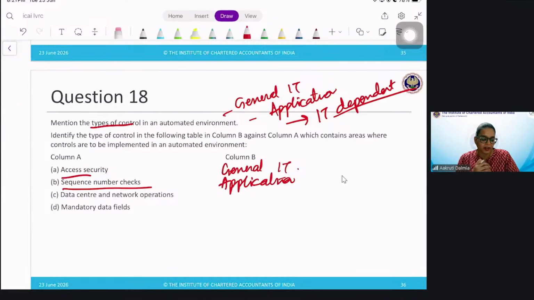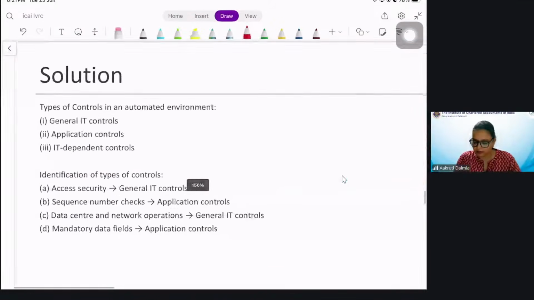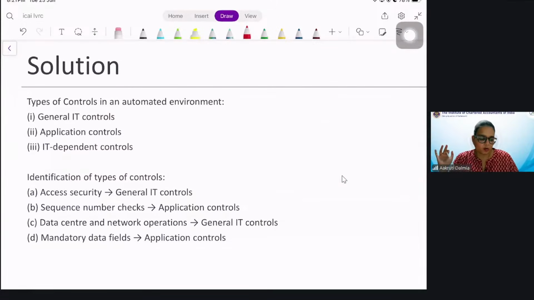A proper data center and good network operation. Which control is it? General or application? Very good. General. Mandatory data field, where in any software you have to fill in GST or put a star mark on it, that is general. And application? That's it. This is the answer. Very easy, very scoring if you have understanding. That is why in audit you need understanding also, you need memorization also. Both things are necessary, not just one.